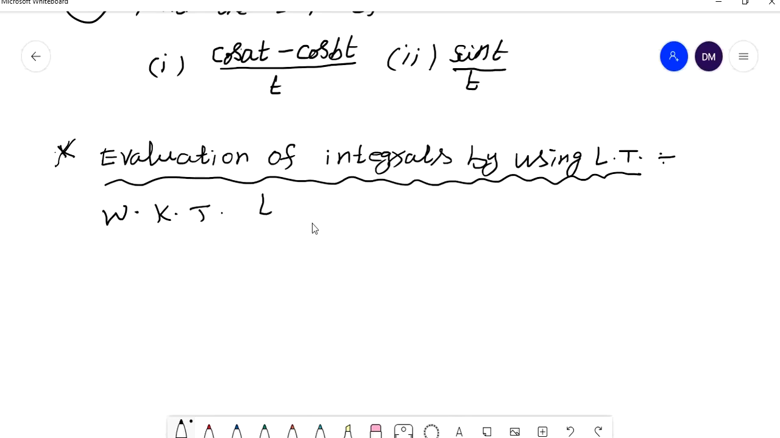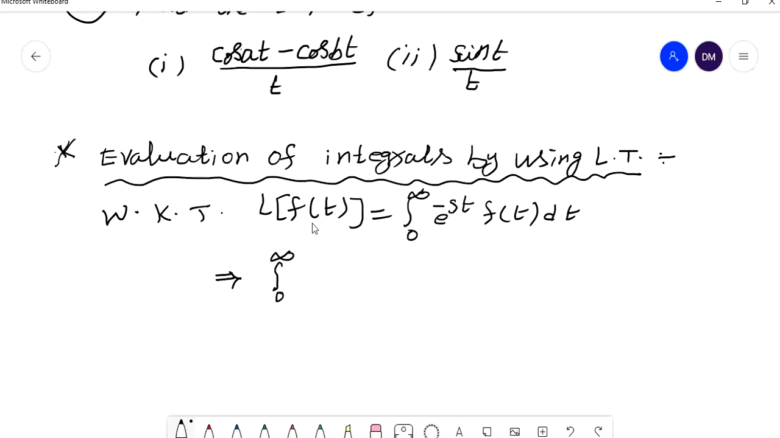The definition of Laplace transform: L of f of t is equal to integral 0 to infinity e power minus st f of t dt. This can be written as: integral 0 to infinity e power minus st f of t dt is equal to L of f of t.